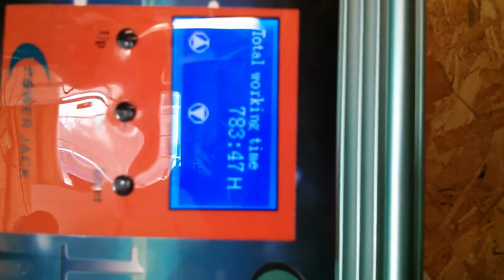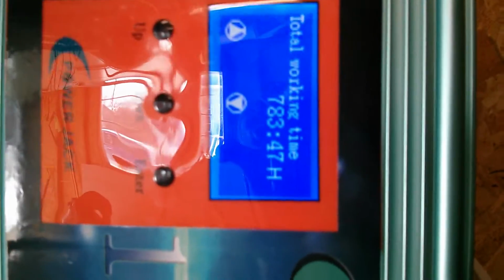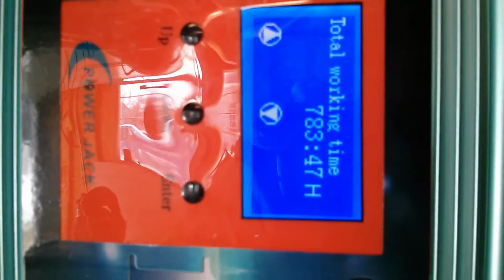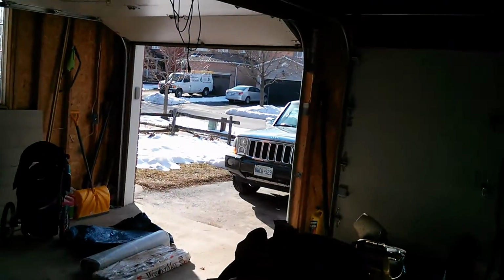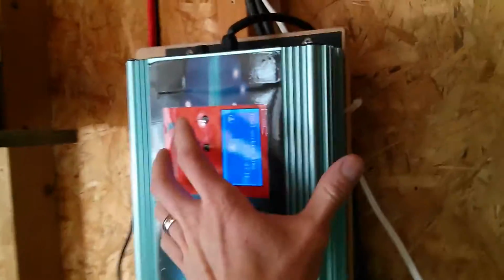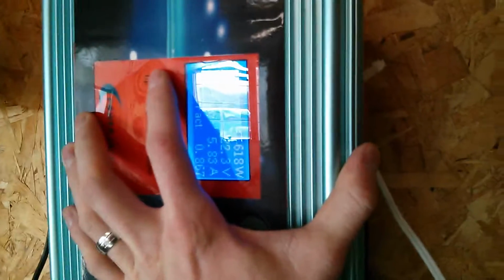What is this? Total working time, 783 hours. We've had a lot of cloudy days because it's winter here. It is very rare to have sunshine. It's probably every week and a half or something we'll have about a day of sunshine, lately anyways. But that's it. It's cool that it keeps a log of the working hours.